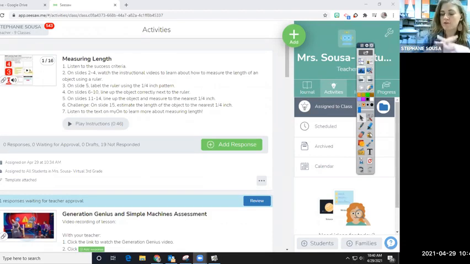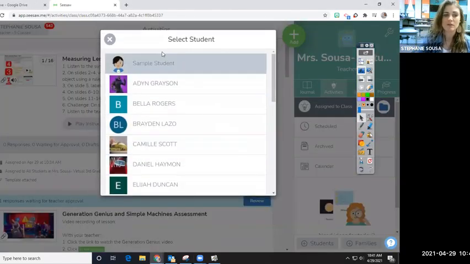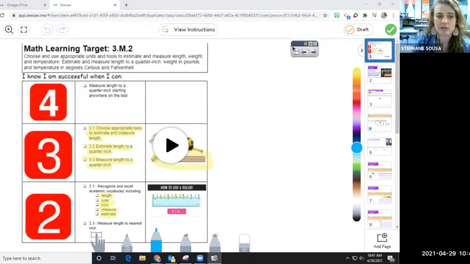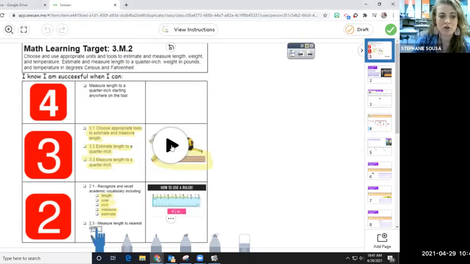I told you after we looked at big picture measurement, now we're going to start looking at one type of measurement at a time, okay? The first type of measurement we're going to look at is length, okay? So if you would, go ahead and click on that add response so we can look at your specific goal for today. Here is your goal for today.